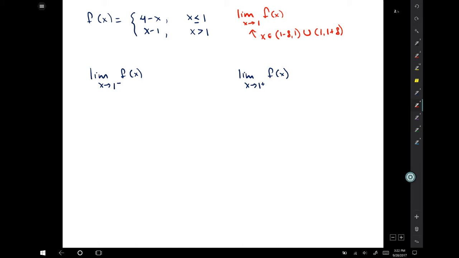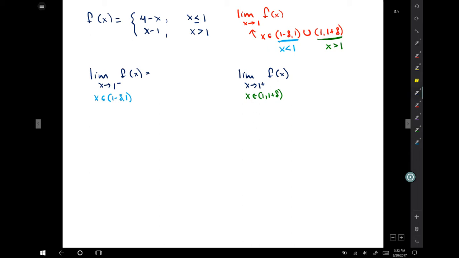And so on this part of the interval over here, x is less than 1, and on this part of the interval over here, x is greater than 1. And so that is why we need to use the left and the right limits, because in the left limit, we are just talking about x being in this left part of that interval, and in the right limit, we are just talking about x being in this right part of that interval. So these two we can compute because we know what our function is to the left and to the right.